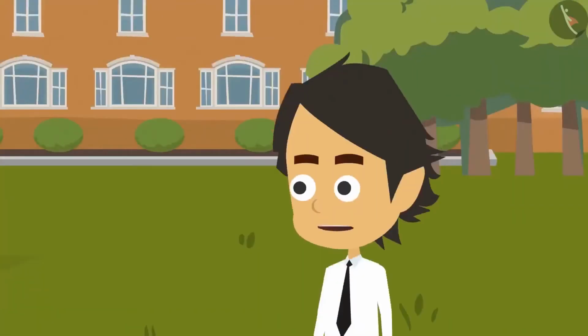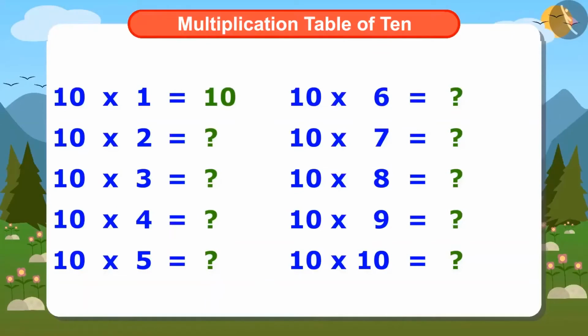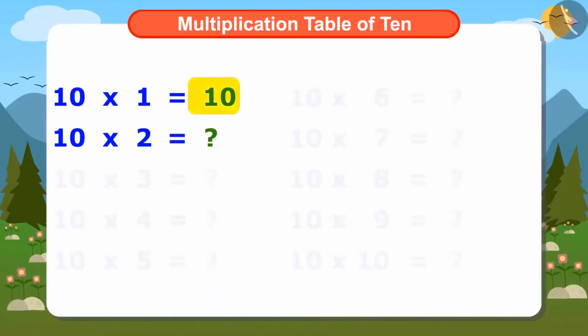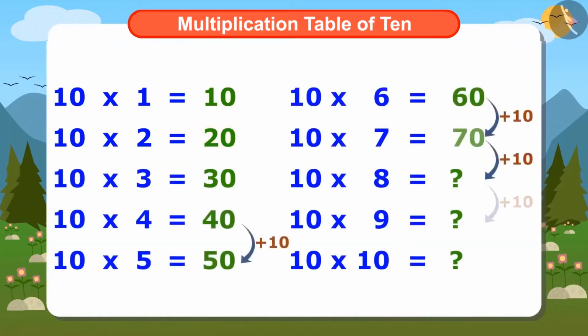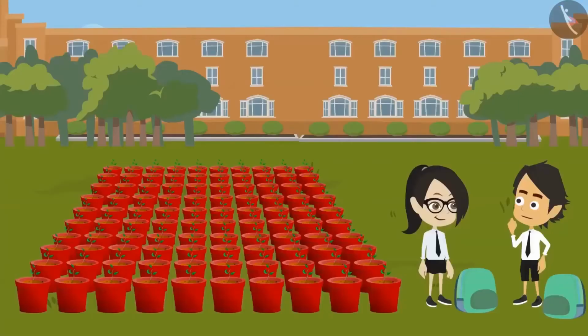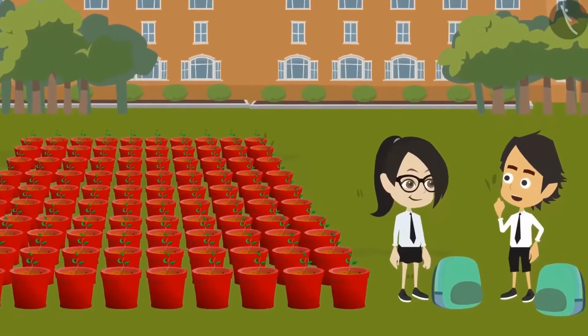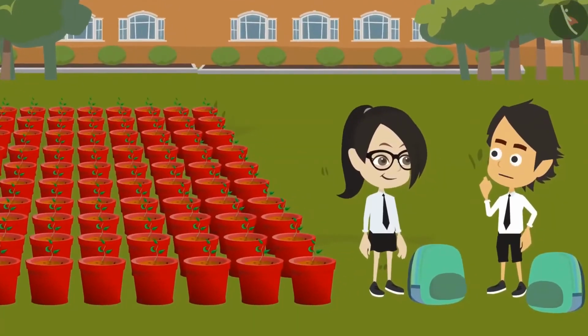Okay, then tell me. If we add 10 to the first number 10 of the multiplication table of 10, we will get the second number of the multiplication table of 10, that is 20. And so, if we keep adding 10 to the numbers, we can know the multiplication table of 10. Yes, I know this method as well. I found some of the multiplication tables using this method.